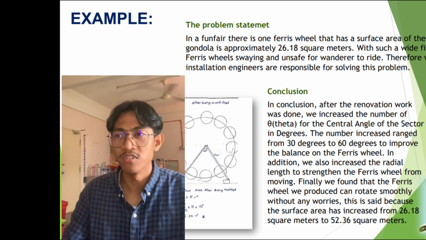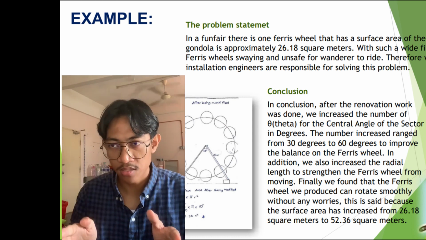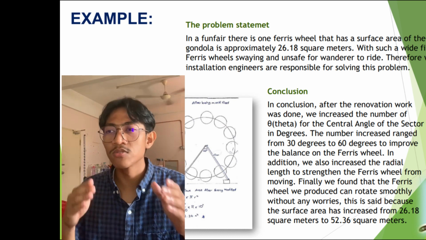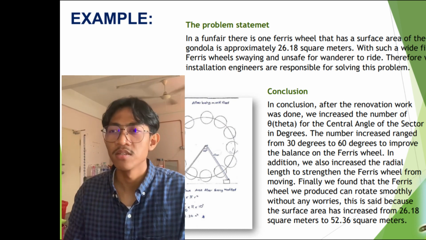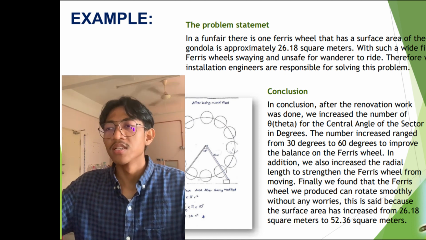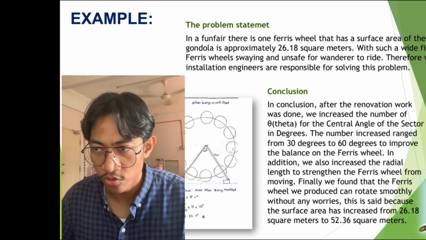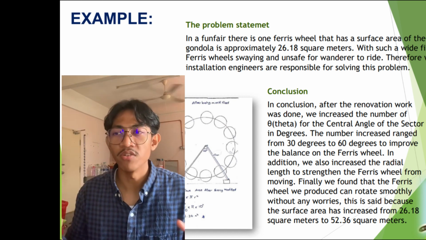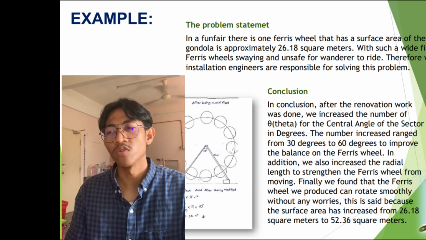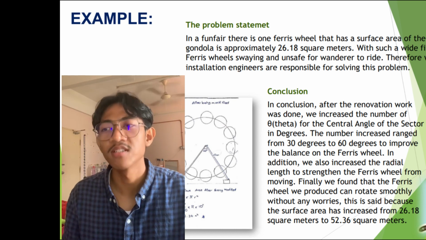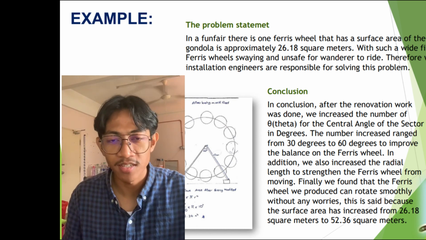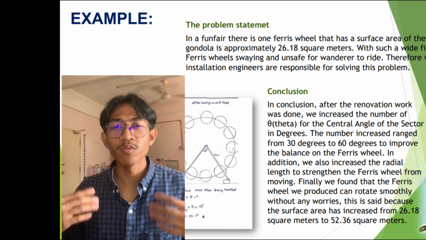After we do this calculation, we can conclude that after renovation work was done, we increased the theta, the central angle of the sector in degrees. The number increased from 30 degrees to 60 degrees to improve the balance of the Ferris wheel. Finally, we found that the Ferris wheel we produce can rotate smoothly without any worries. This is because the surface area has increased from 26.18 square meters to 52.36 square meters, and the problem is solved.